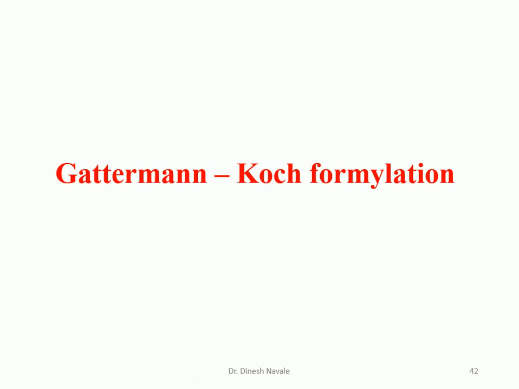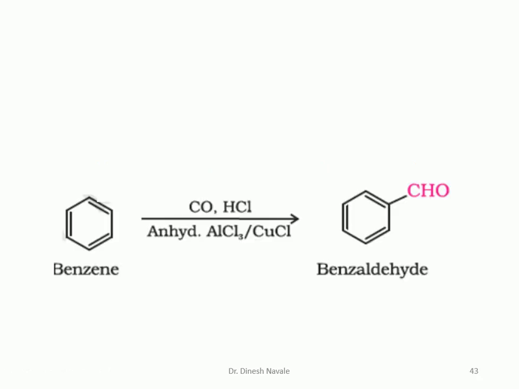The next reaction that we are going to see for the synthesis of aldehyde and ketone is the Gattermann-Koch formylation. As the name itself indicates, it is a formylation reaction. So this reaction can be utilized only for the synthesis of aldehyde compounds. Benzene on reaction with carbon monoxide in presence of hydrogen chloride, using anhydrous AlCl3 and CuCl, will give benzaldehyde.